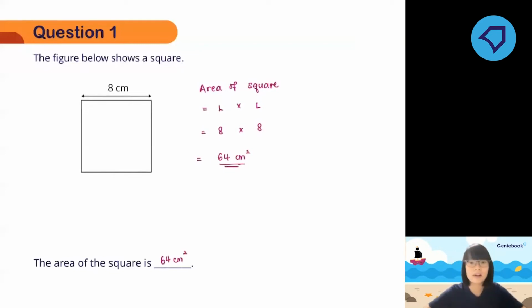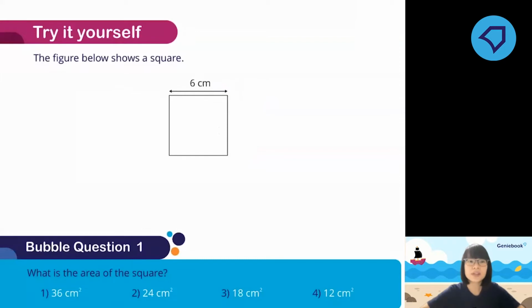Okay, guys? All right, so what I need you to always remember is the formula for finding the different parts of the square, whether you're finding the area or finding the perimeter itself. So are you ready for your bubble question? Let's start with something easy, okay?